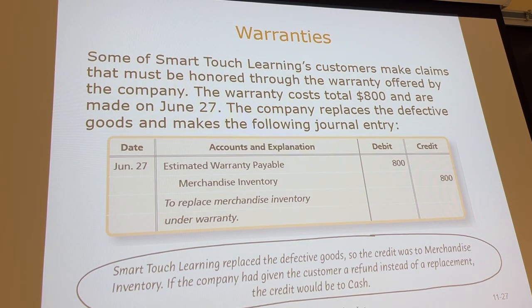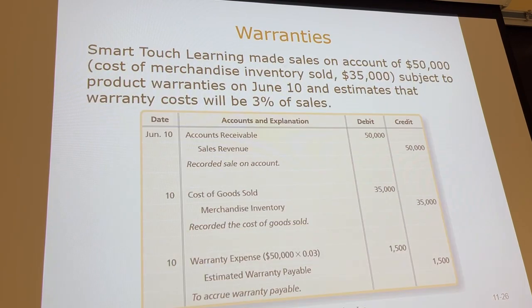Now, on June 27th, we experienced actual warranty costs of $800 from replacing defective goods resulting from warranty claims that our customers make. And so on that date, we don't have to recognize any warranty expense because we already did that back on the earlier date, June 10th, when we set up that allowance for warranties.